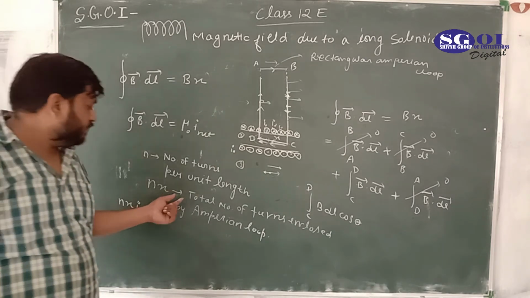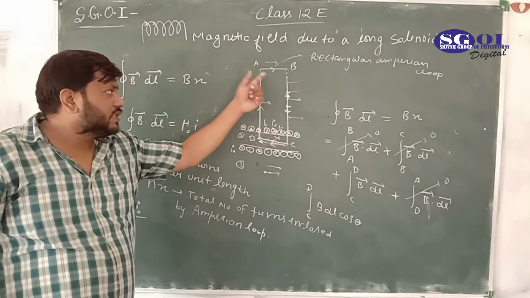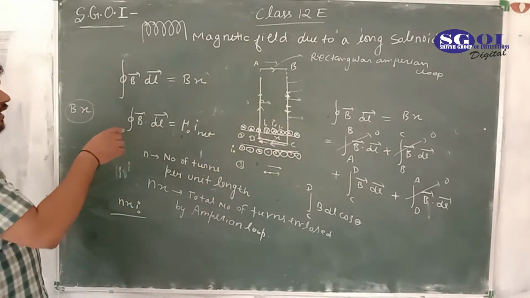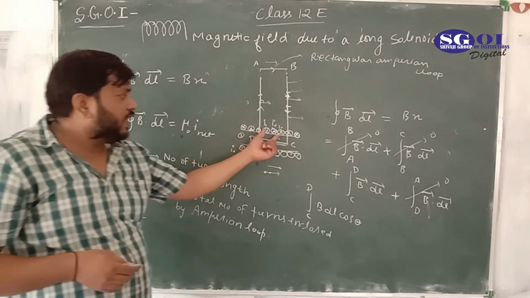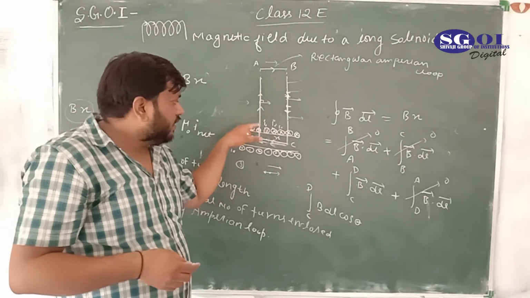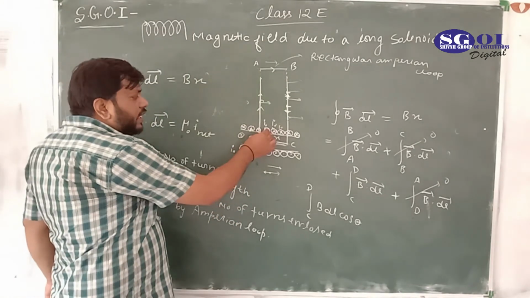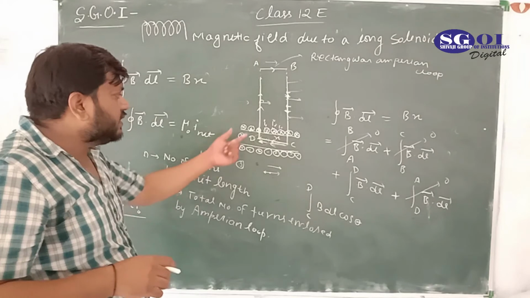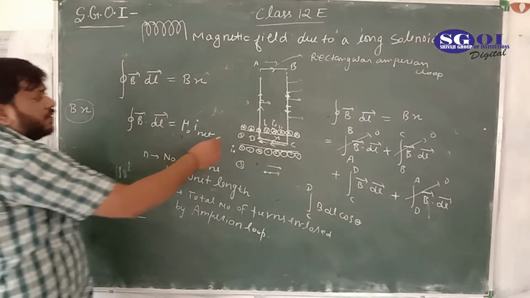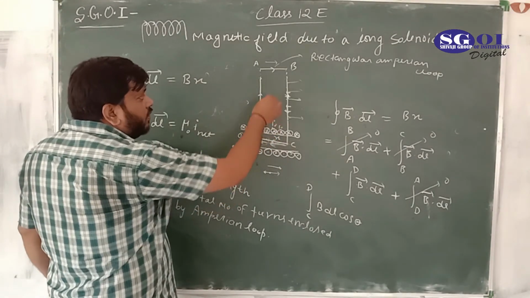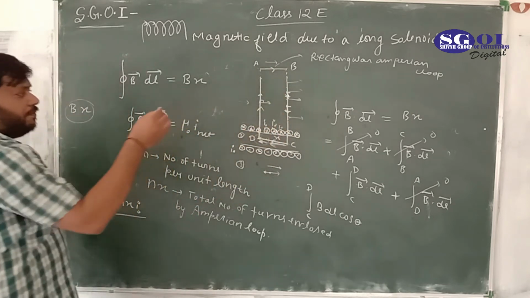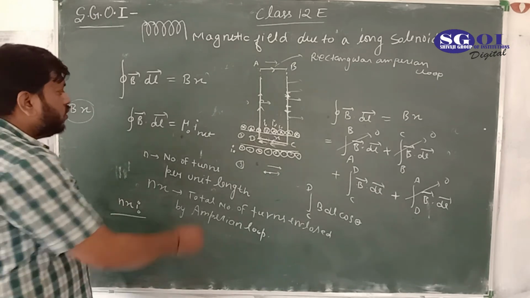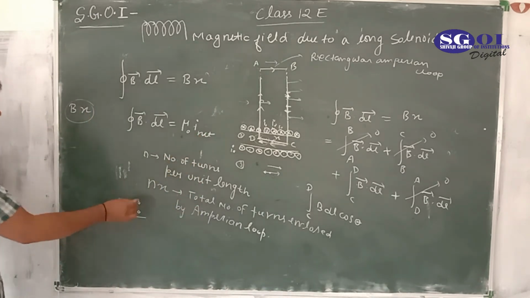Because nx turns are enclosed by this Amperian curve, and from each turn I naught current is entering and I naught current is coming out, and we have taken only the entering part. So there are nx turns, that's why nx I naught current is entering, we can say passing through this Amperian curve. So this is the net amount of current which is passing. So I current is nx I naught.